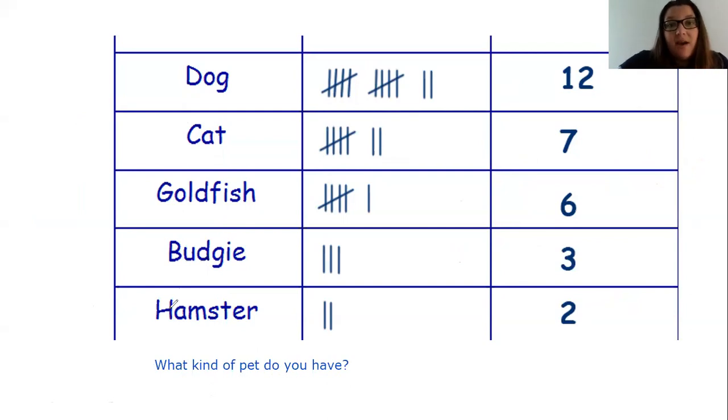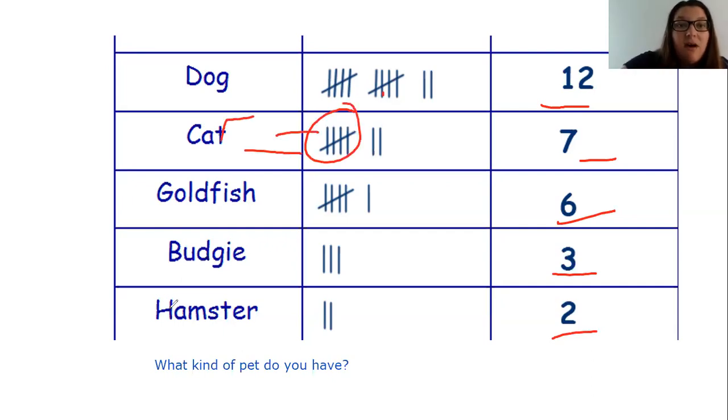So here we have 5, 10, and 12. So that's 12. Remember, each line equals one thing, and when we see it crossed like this, that equals 5. So 5 plus 2, 5 plus 1, 5 plus 5 plus 2. That is all you need to know about tally marks and lists.